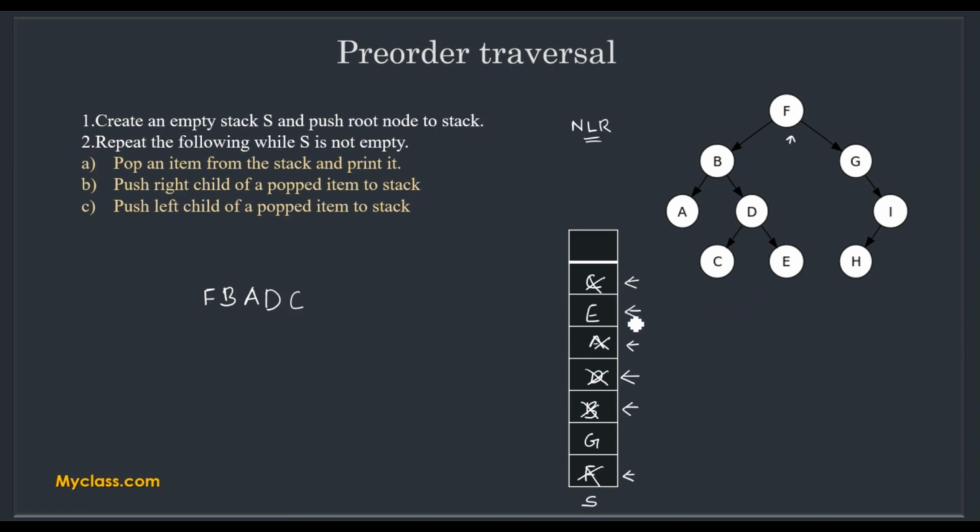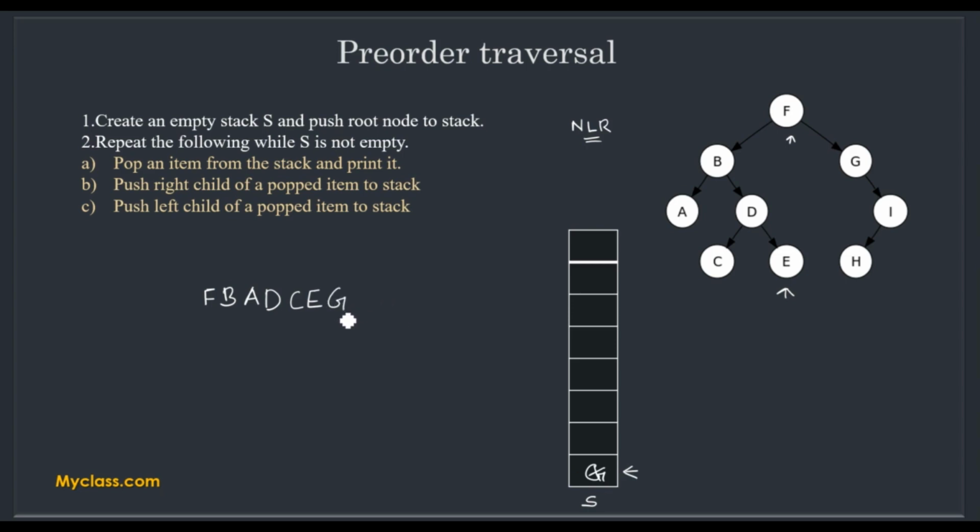Again the top of the stack contains E. So we want to pop and print E also. E also does not have a right or left child. So lots of pop operations are finished. These are all already popped and printed. So only G is left. We were here, and after that we want to pop G also. Pop and print G.